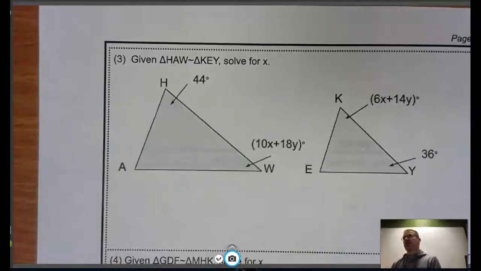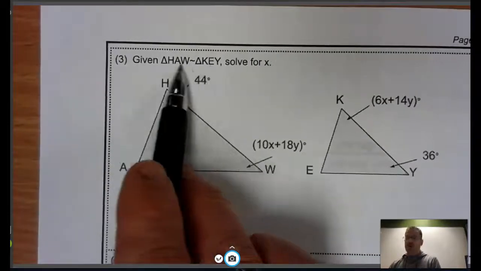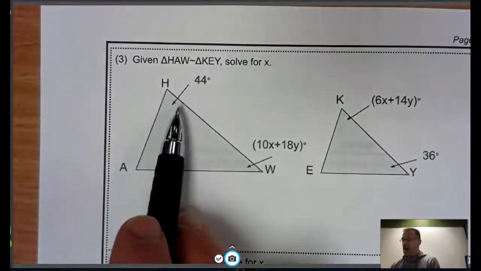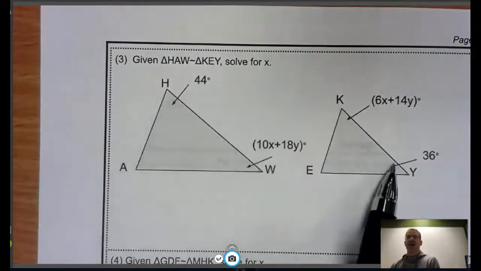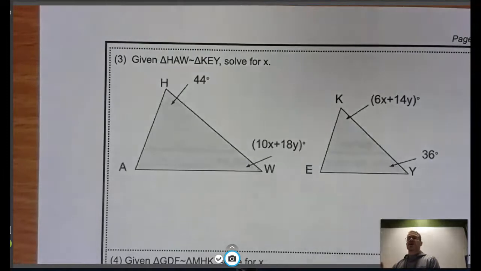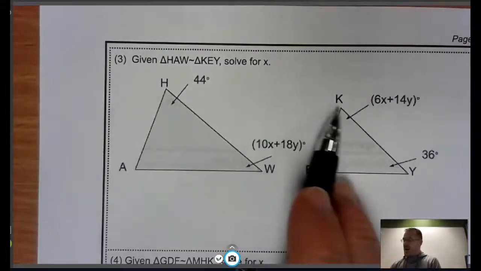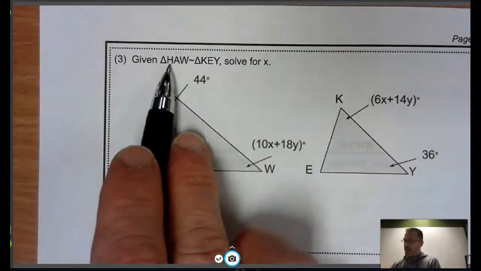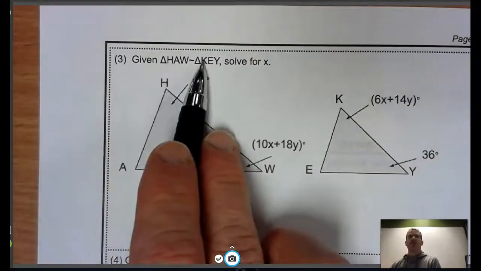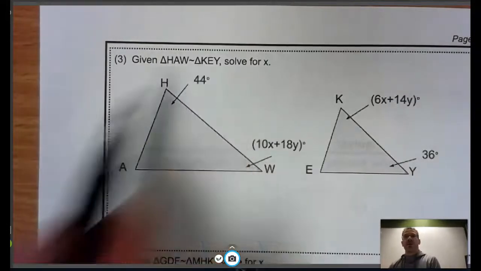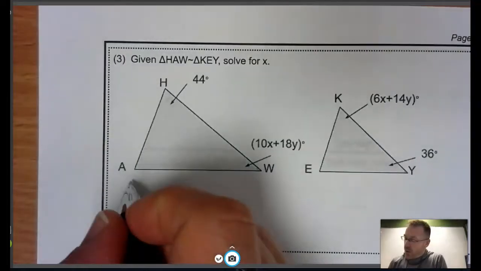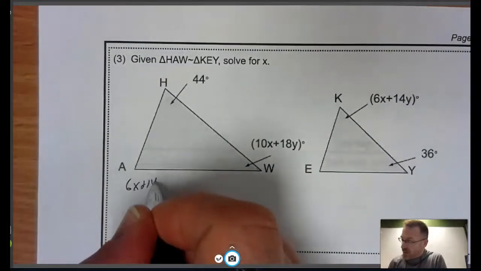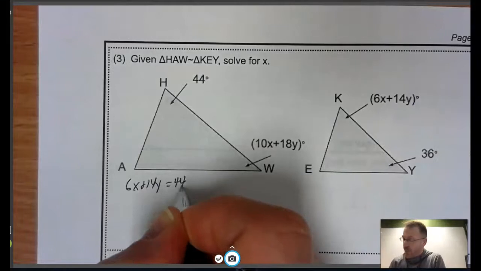Now notice the difference in this problem. We still know that the figures are similar, very important, but notice now we have angle information and not side information. So what that is telling me is that the corresponding angles are congruent. Now once again, it looks like H and K correspond based on the picture, and I can verify that with my similarity statement up here. They do in fact correspond, and so I know that 6x plus 14y equals 44.